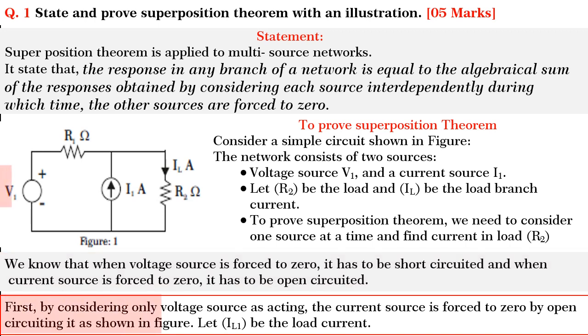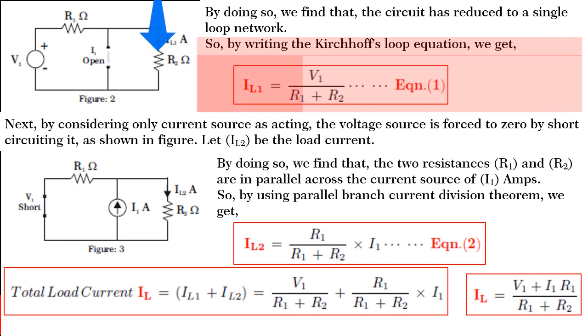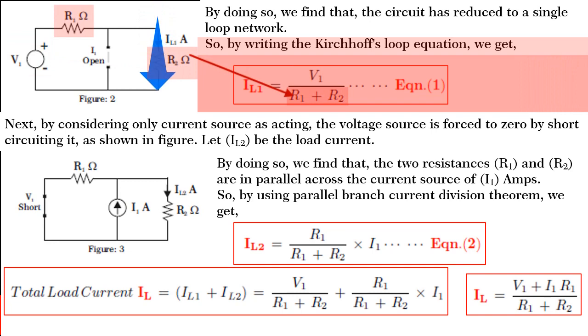First, by considering only the voltage source as acting, the current source is forced to zero by open circuiting it. Let IL1 be the load current in R2 as shown. Friends, by doing so, we find that the circuit has reduced to a single loop network. So, by writing the Kirchhoff's loop equation, we get IL1 is equal to V1 divided by R1 plus R2.